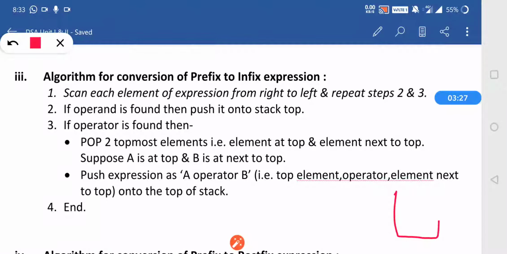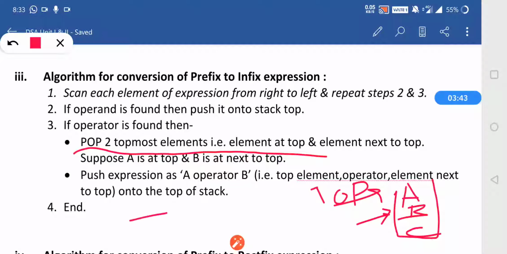Suppose this is our stack, and this is A which is present at the top of the stack, then B and then C. So this is the top and this is next to the top. Now we will pop the two top elements. Suppose this particular operator occurred, so we will pop the top of the stack and the next element from the stack. So we will pop A and we will pop B from the stack. Now where will the top be? It will be at C, because we have removed these two elements.